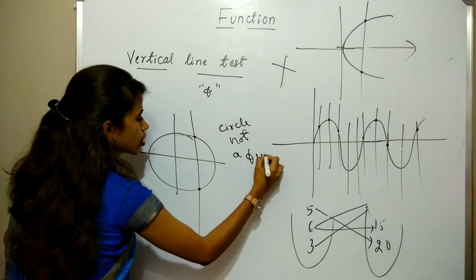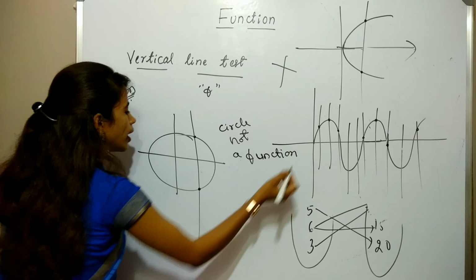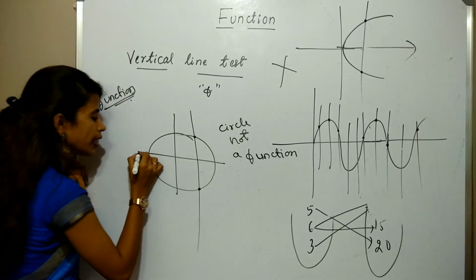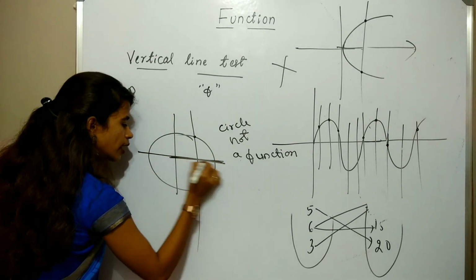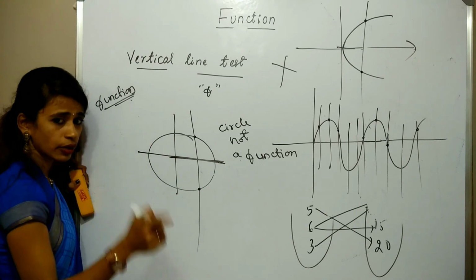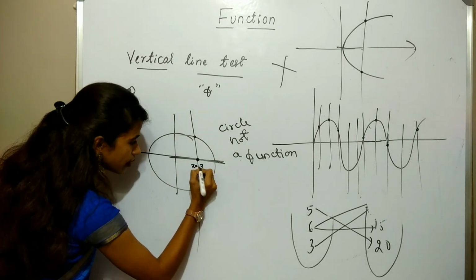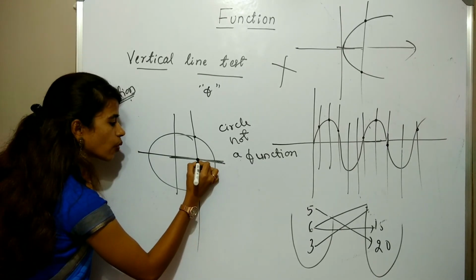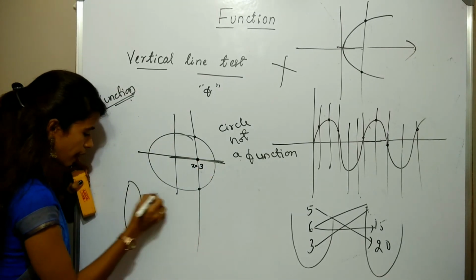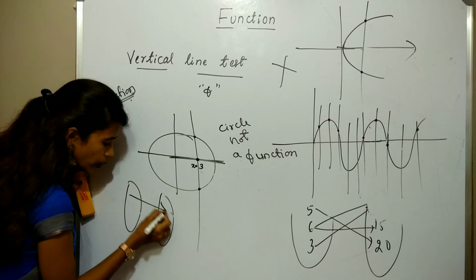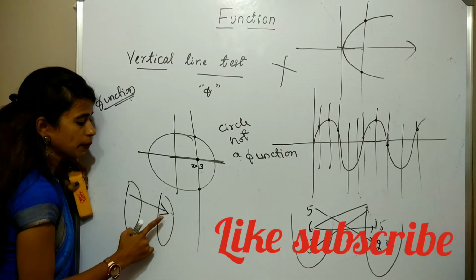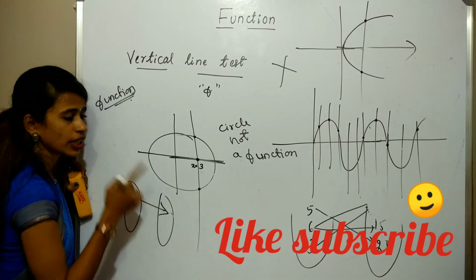Circle, not a function. Why? Because for every x value, it must have one and only one y value. That is, take x, say this x is 3. It must have one and only one value. For every value, it has one and only one image. Then only the relation or a curve becomes a function.